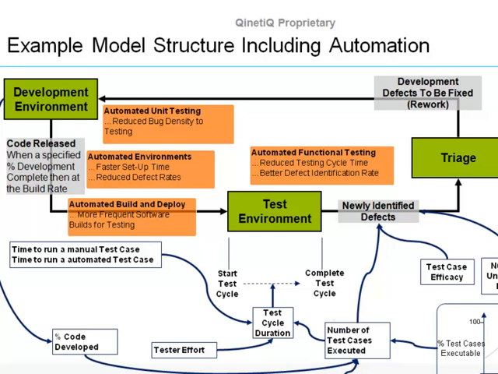Automated build and deploy would mean that you could send code to be tested more frequently. Automated environments mean that there's less defects and productivity improvements in the development and test environment. And automated functional testing is where the test cases are automated so they can be executed very, very quickly, but there's a time it takes to actually develop that automation for the test case.